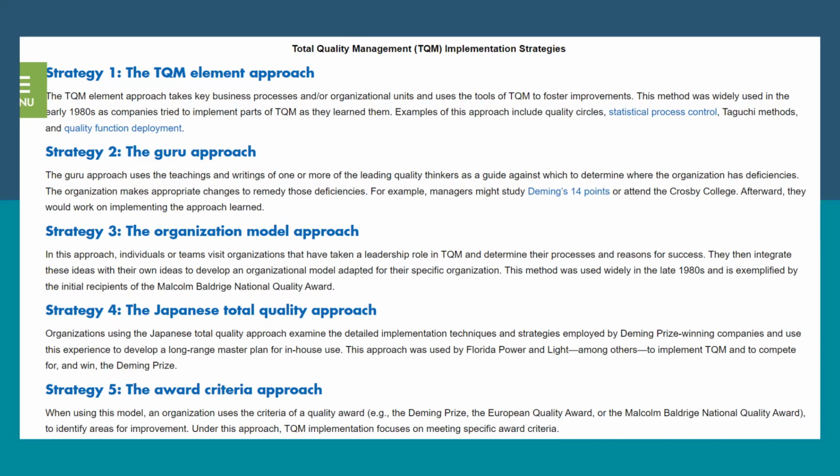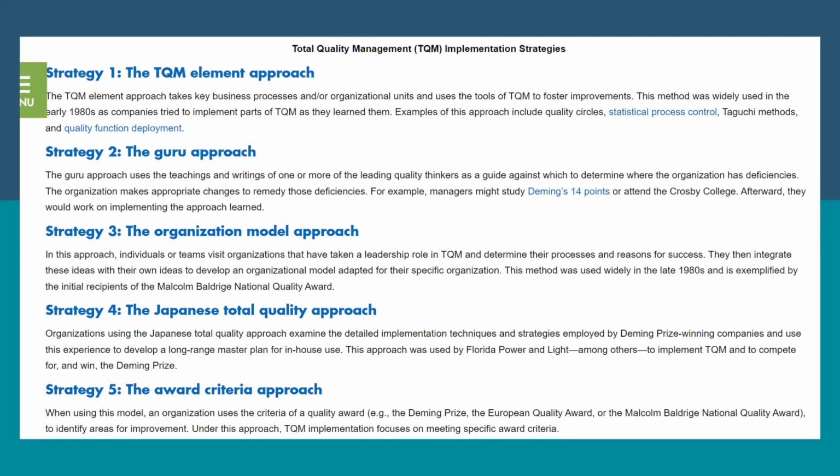The TQM element approach takes key business processes or organizational units and uses the tools of TQM to foster improvements. This method was widely used in the early 1980s as companies tried to implement parts of TQM as they learned them. Examples of this approach include quality circles, statistical process control, Taguchi methods, and quality function deployment.